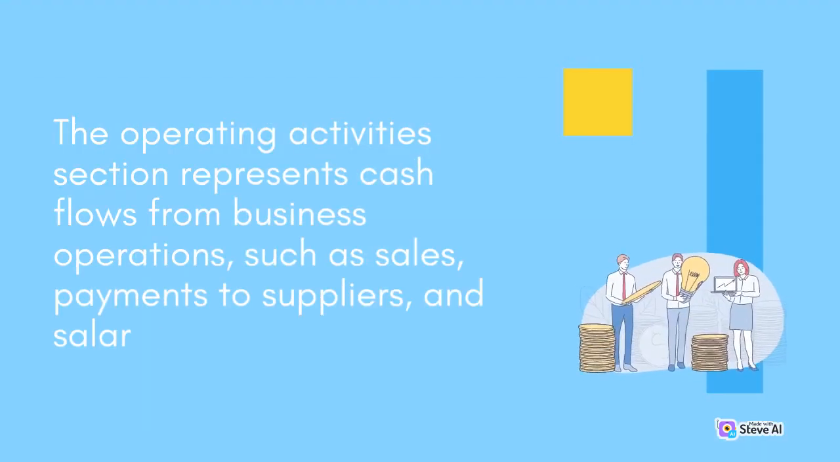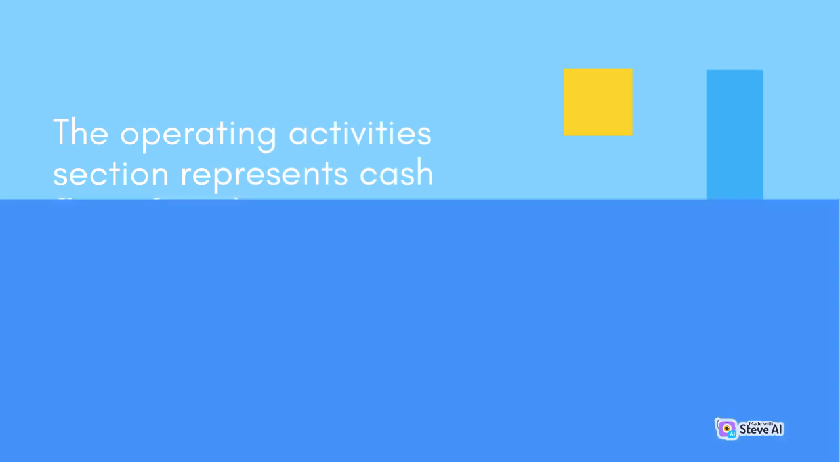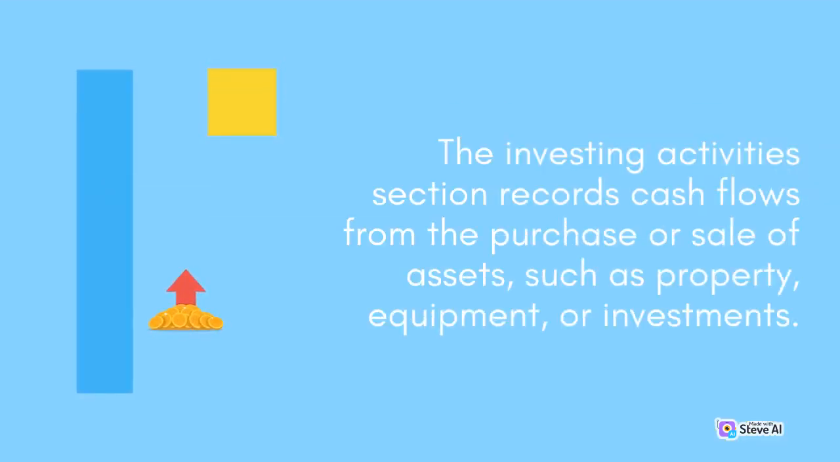The operating activities section represents cash flows from business operations, such as sales, payments to suppliers, and salaries. The Investing Activities section records cash flows from the purchase or sale of assets, such as property, equipment, or investments.